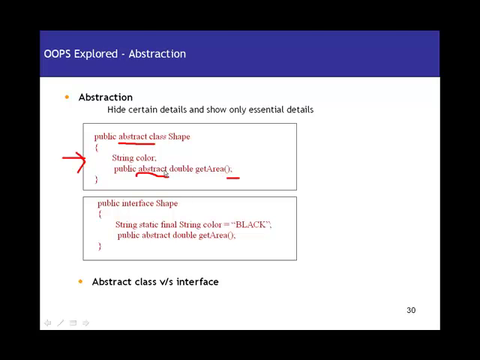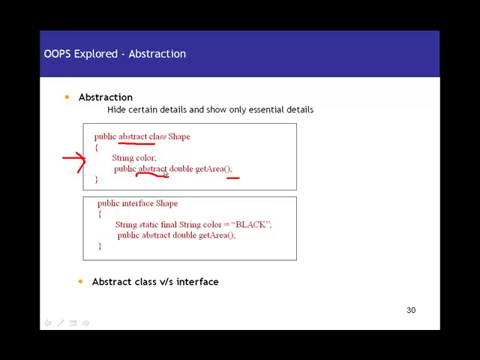Okay, so we've seen one rule, that if you have at least one abstract method in your class, your class should also be abstract, right? There's one more rule to this now. If you are extending from a class which is abstract, right?